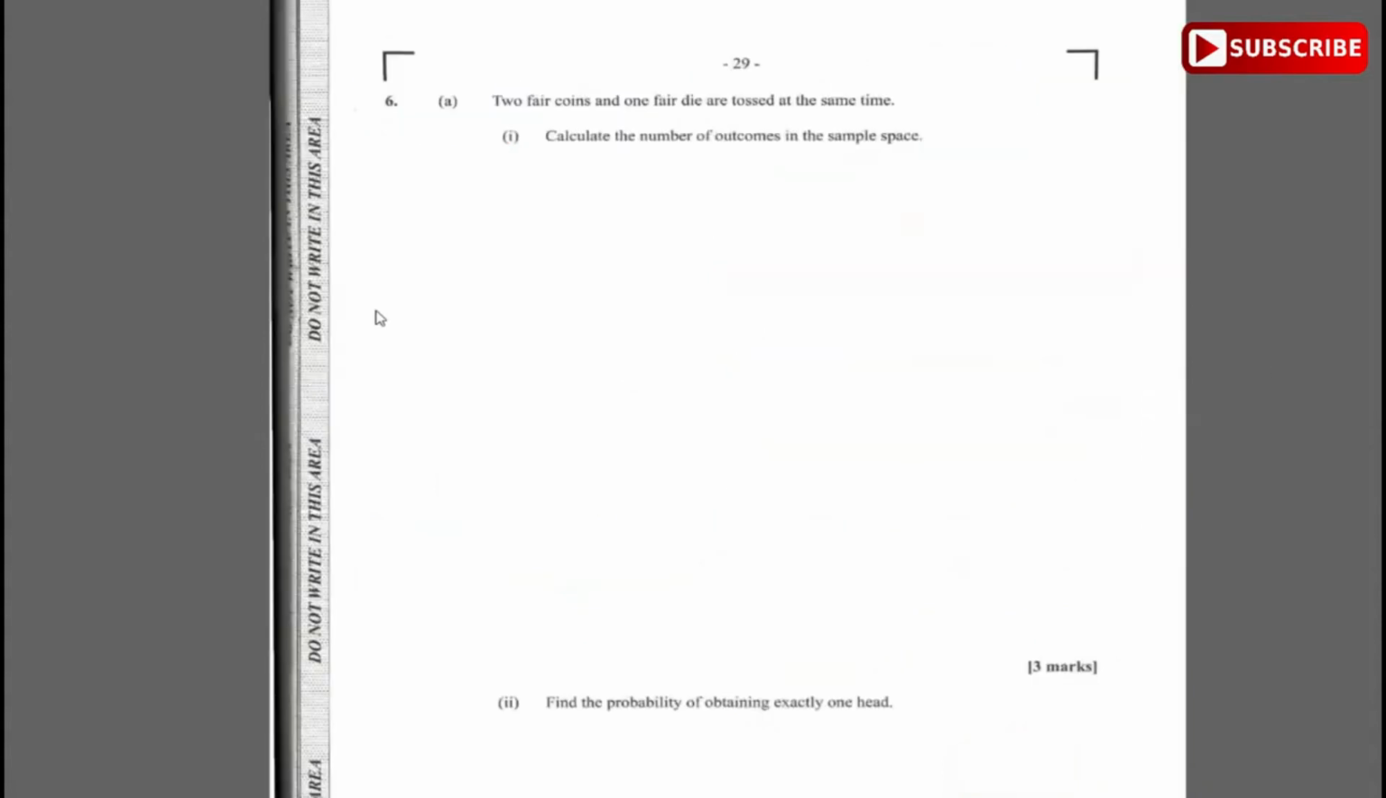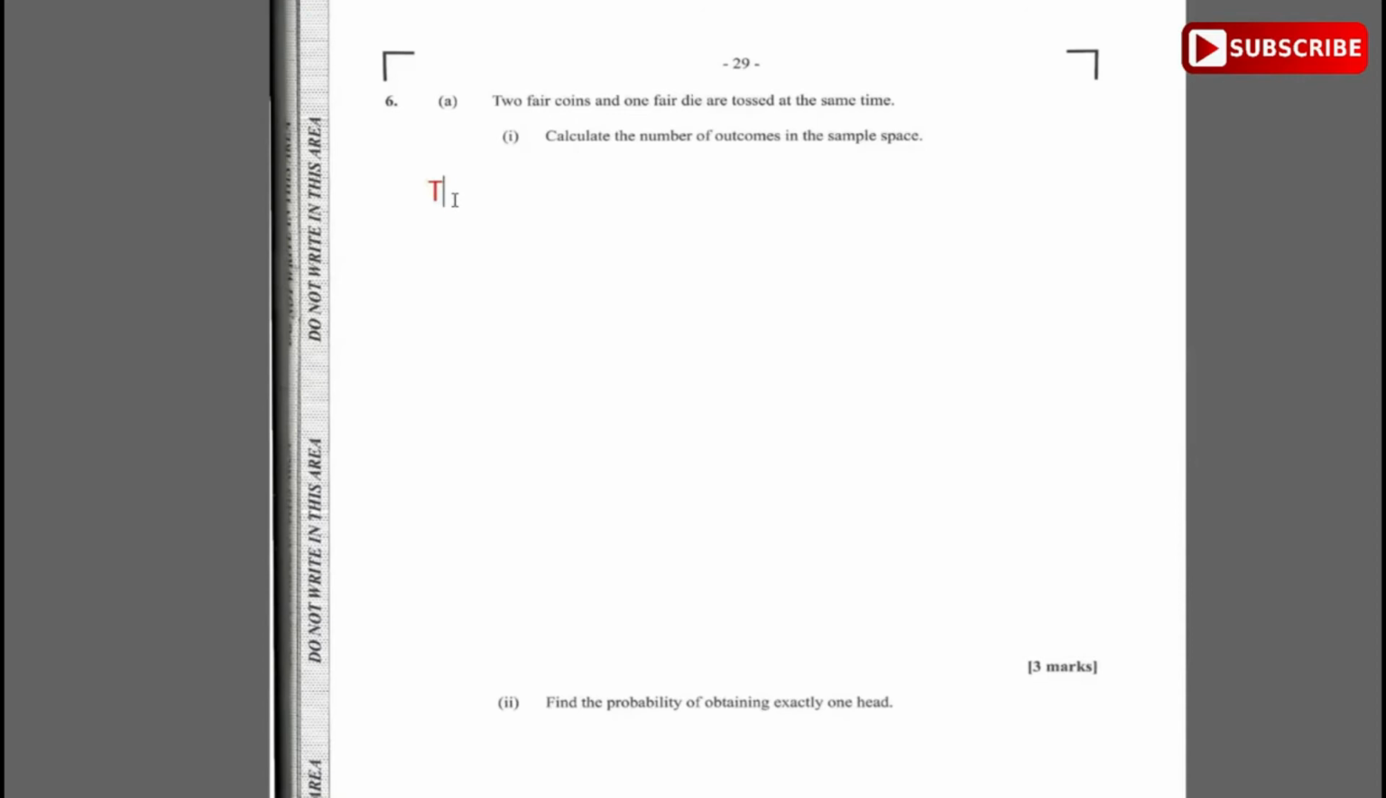Now we reach question 6. We reach a final question on the paper. This year is the easiest pure math I've seen. So students who did this year, they were lucky. They said 2 fair coins and 1 fair die are tossed. Calculate the total outcomes in the sample space.